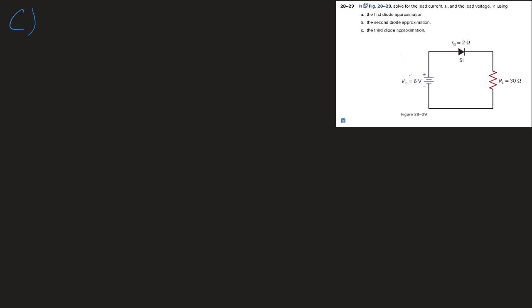For part C, we're going to use the third approximation, and that includes the bulk resistance, or R sub B. So the formula for that is going to be I sub L is equal to the input voltage minus the biasing voltage divided by the resistance plus the bulk resistance.